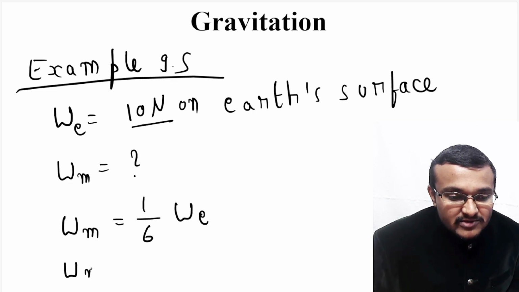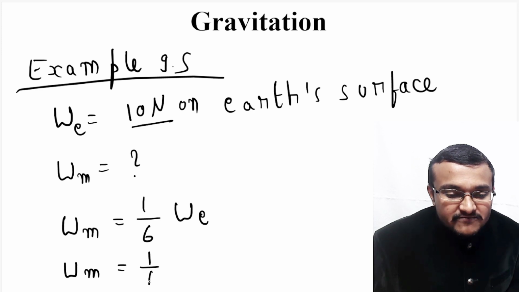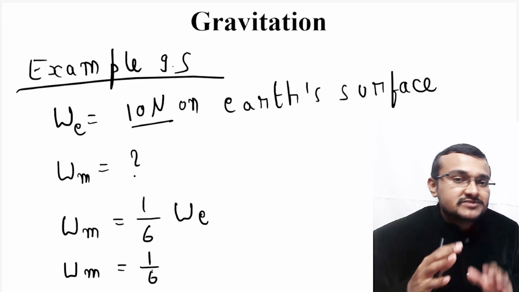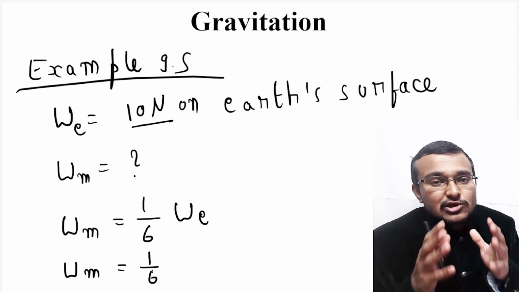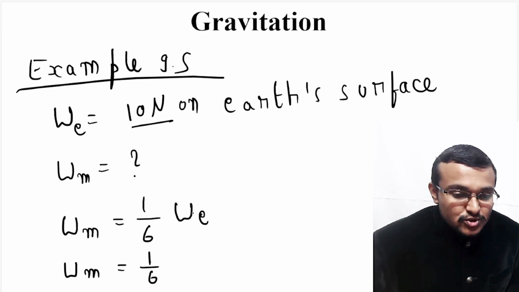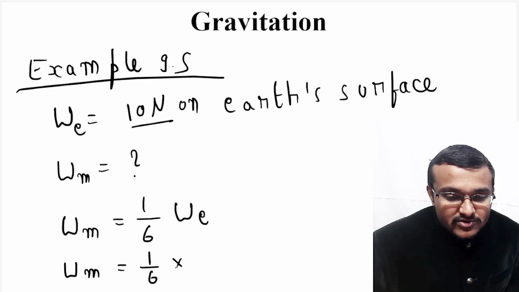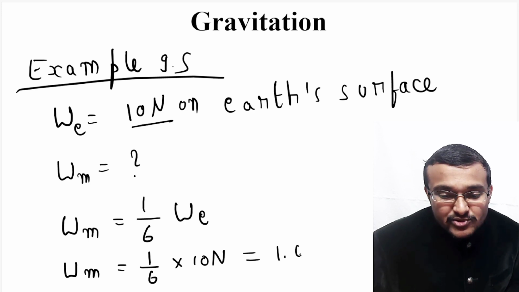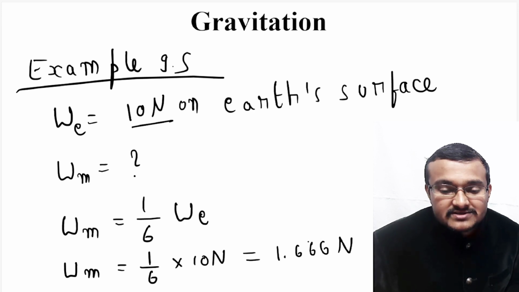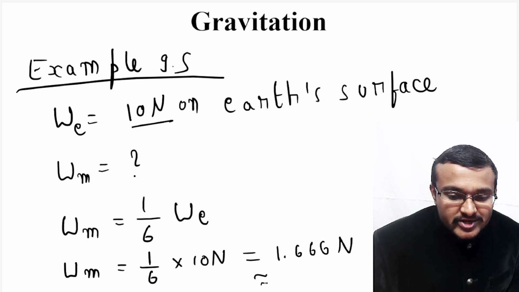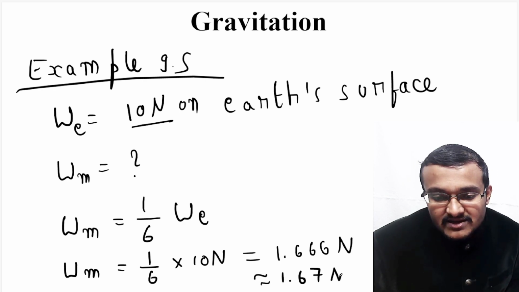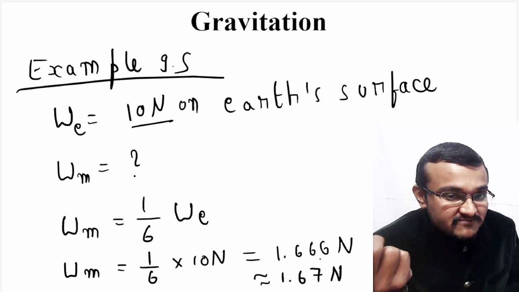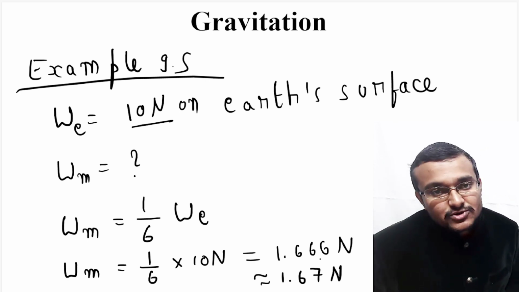So 1/6 of the weight on Earth's surface is the weight on Moon's surface. Whenever any object is taken to Moon's surface, it will lose weight by 6 times. So 1 by 6 into WE, which is 10 Newton. So 1 by 6 into 10 Newton, you will get 1.666 Newton. This 6 goes on, so you can just round off this to 1.67 Newton. This much weight that object will have on Moon's surface, and on Earth's surface it will have 10 Newton.